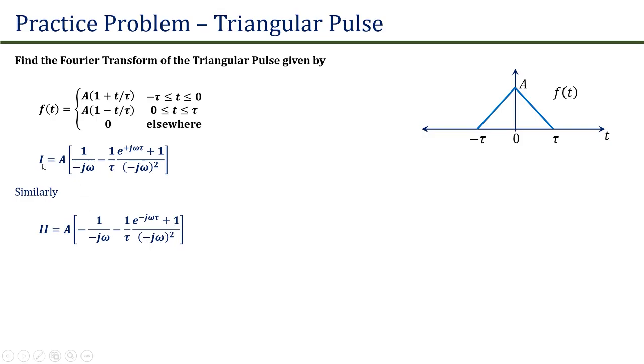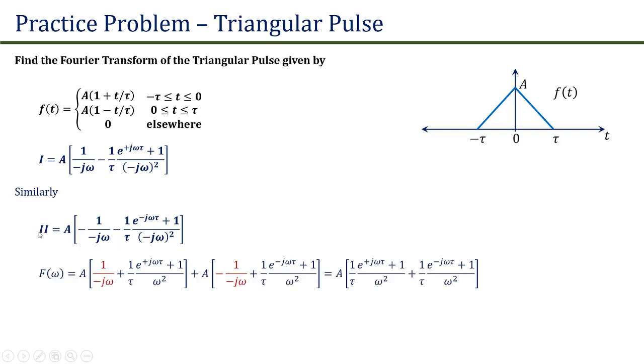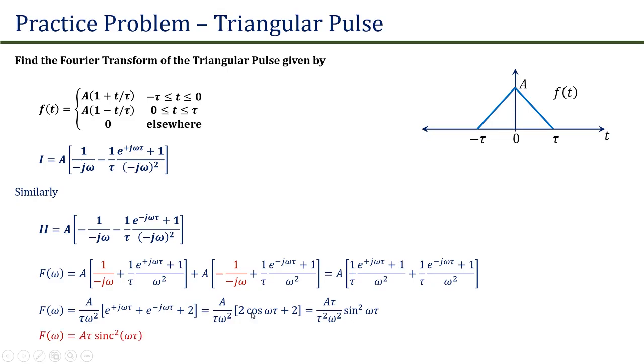square. If we add the first and second terms, we get F(omega), which can be further simplified as F(omega) is equal to A upon tau omega square into 2 cos of omega tau plus 2. That further simplifies to F(omega) is equal to A tau Sinc square of omega tau by 2. This is the Fourier transform of the triangular gate pulse given by f(t), as shown in this figure.